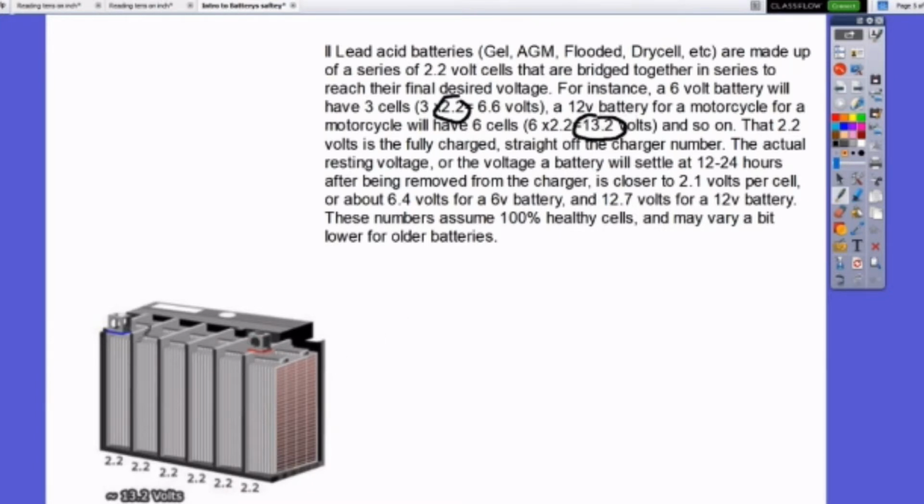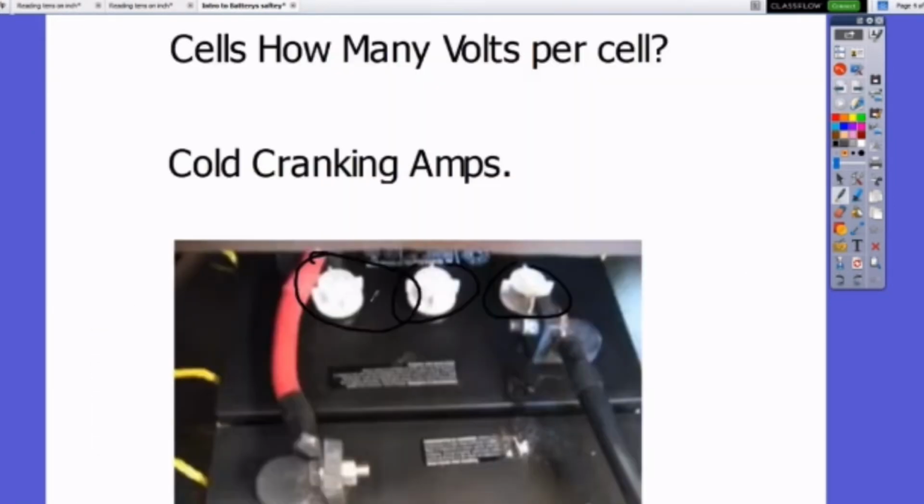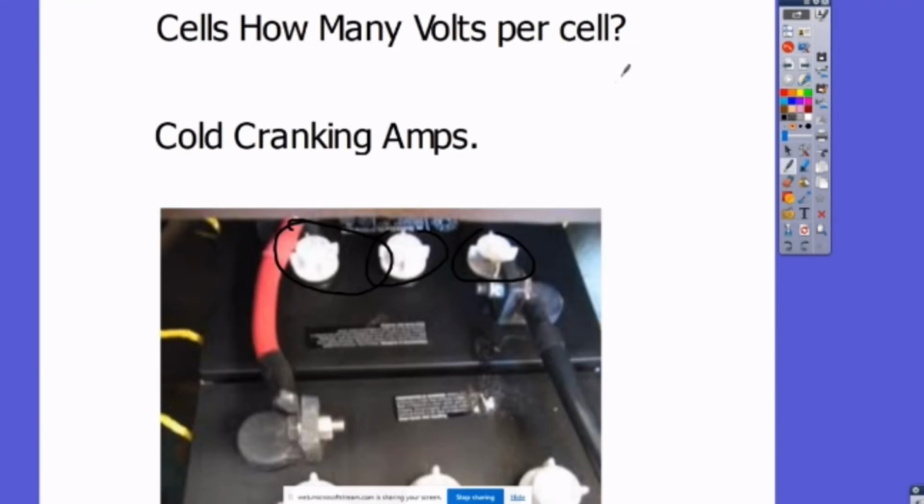Okay, because there's 6 cells in a 12-volt battery. Count them out here. 1, 2, 3, 6 cells, okay? In most cases, there'll be caps in each one of these cells. So if it was a 6-volt battery like the one back here, we know this is a 6-volt battery because there's 2.2 volts in each cell, all right? So this one right here would actually be a 6-volt battery.